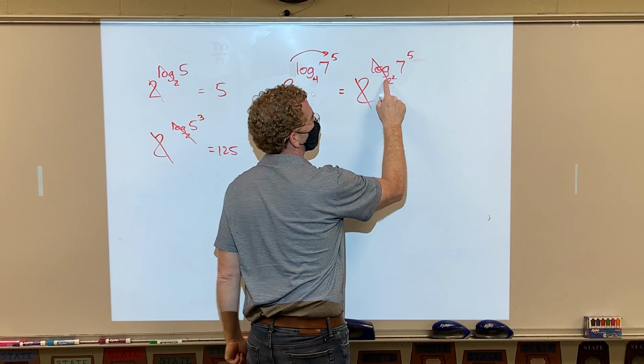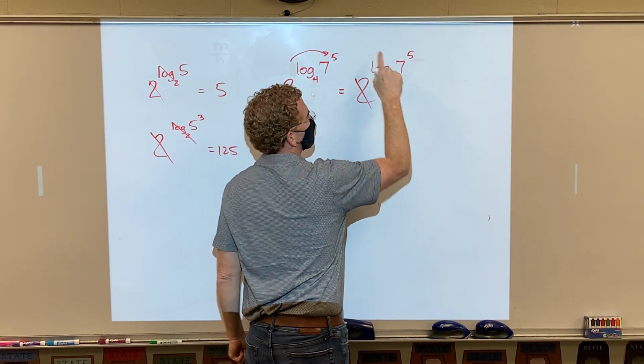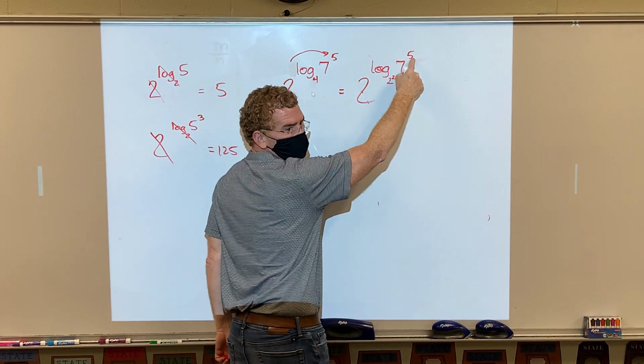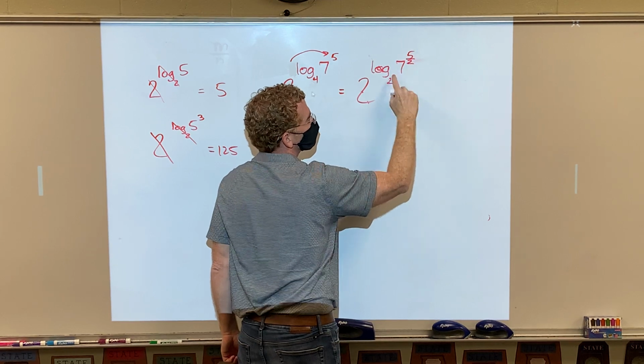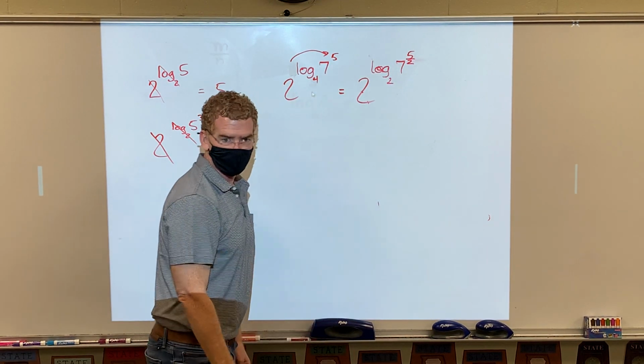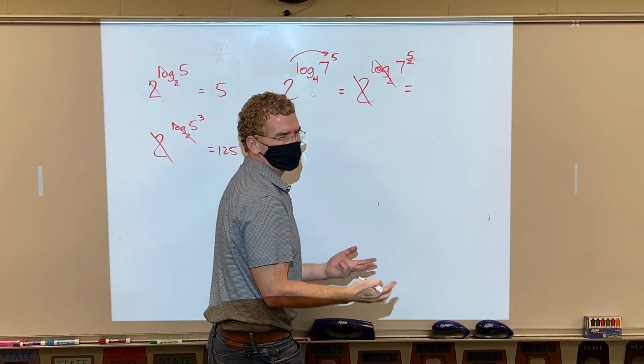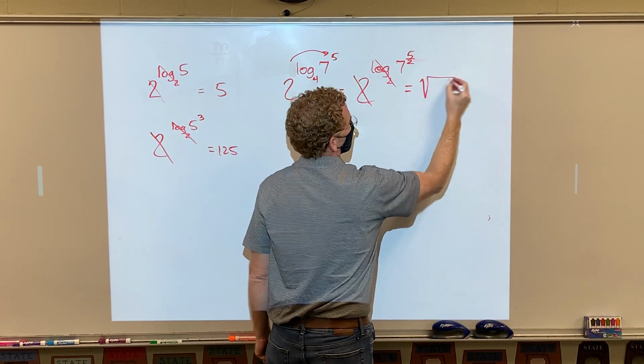And before I cancel, what happens? I'd have to move the what? The 2 would come up and become a 2 in the bottom, 5 halves. Y'all seen this? And then these cancel and leave me 7 to the 5 halves, which is the same thing as the square root of 7 to the 5th.